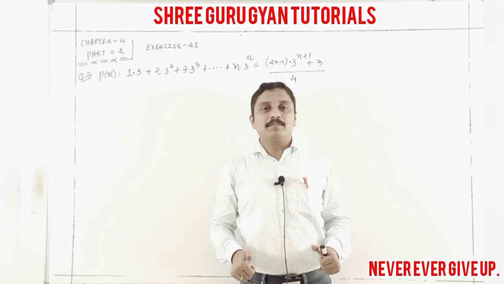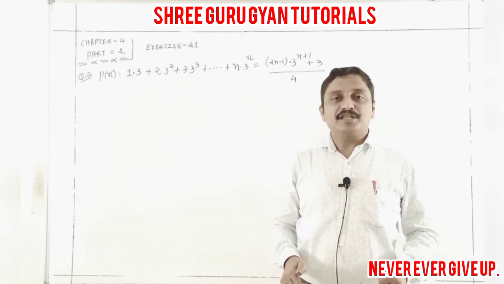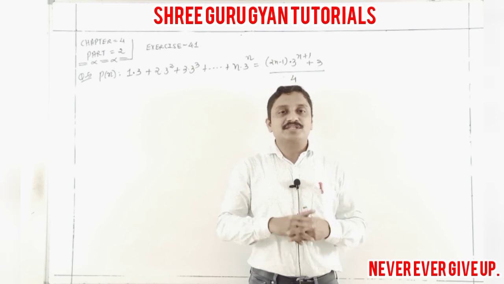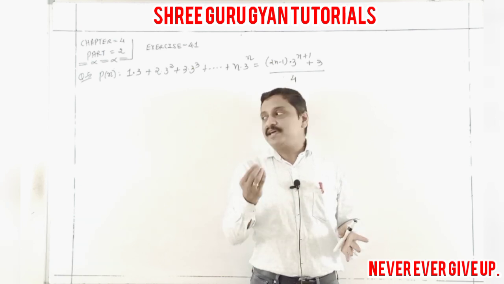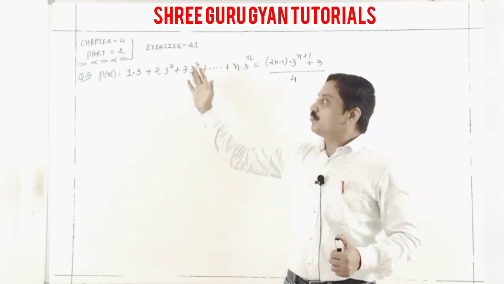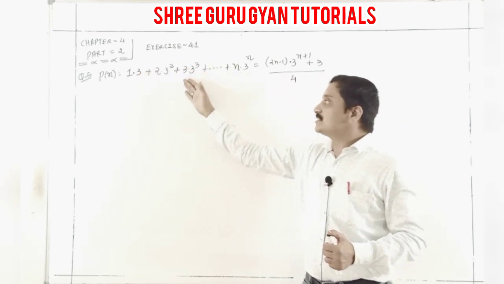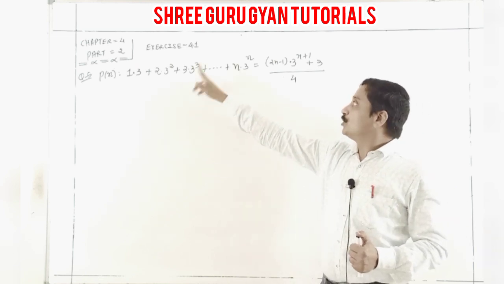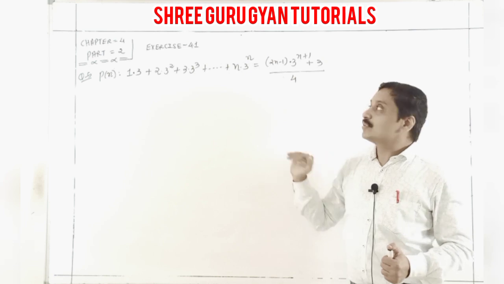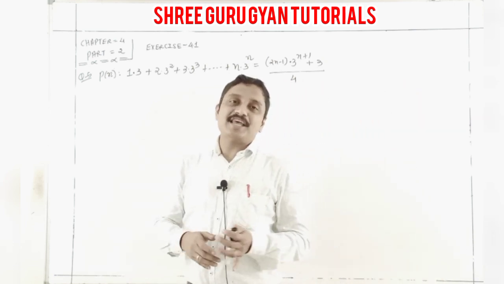In your PMI chapter, Principle of Mathematical Induction. Students, today I am going to cover the same concept, step 1 and step 2. Yes, our question number 5 of Exercise 4.1: 1 into 3, 2 into 3 square, up to n terms equals (2n minus 1) times 3 raised to n plus 1, plus 3, by 4. So students, same application here.